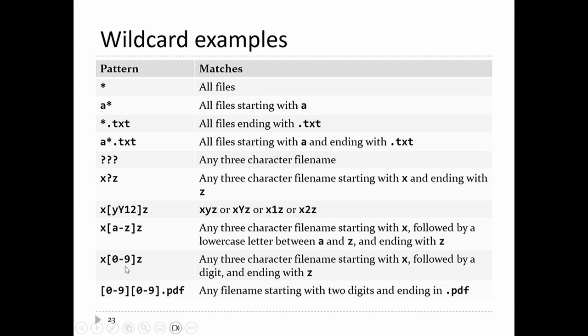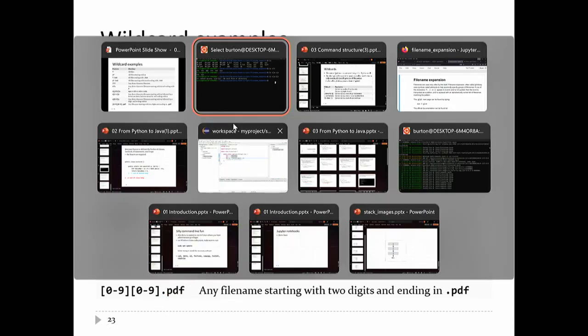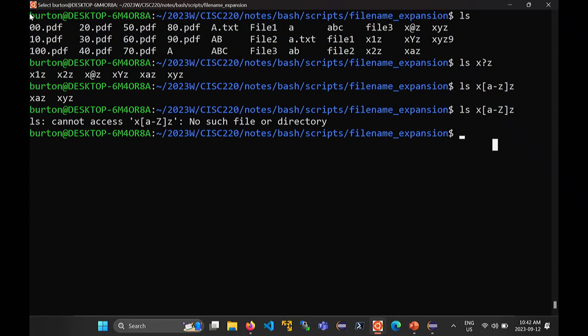And again, you can mash all this stuff together. Right? So the last example here says, match any file name whose first character is 0 through 9, whose second character is 0 through 9, and ends in .pdf. Right? So that's all of my files: 00.pdf, 10, 20, 30, 40, and so on. So ls 0 through 9, 0 through 9 .pdf, like that.